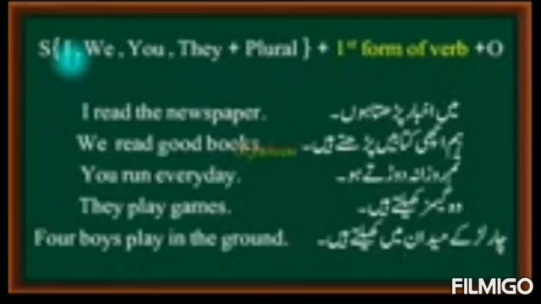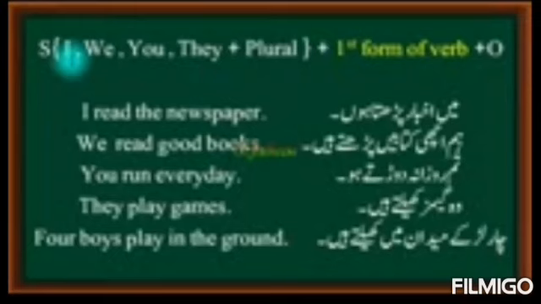In this, we is the subject, and in the same way we will use the first form of verb, that is read. Good books is the object. In the same way we will take another example. They play games. वो games खेलते हैं. In this sentence we have they as a subject and play as a verb and games as an object. Now the last sentence is four boys play in the ground. चार लड़के मैदान में खेलते हैं.